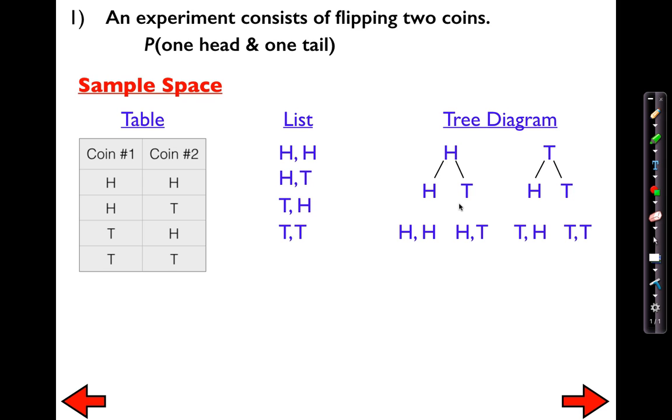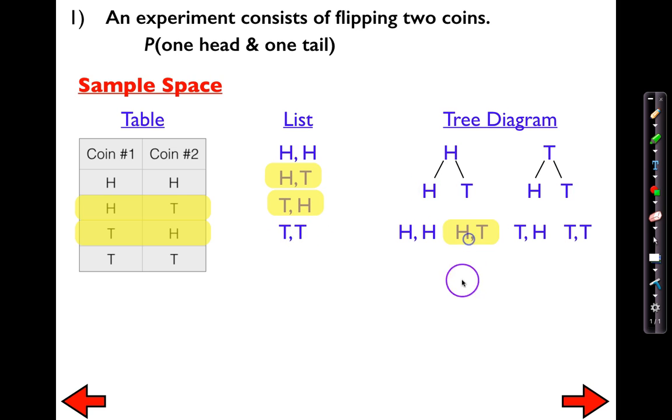Now back to the question. It did ask, what's the probability of getting one head and one tail? So out of the four different outcomes, I'm noticing that one's one head and one tail. This one's one head and one tail. So I notice there's 2 out of 4. Okay, well now let's take a look at the list. That one's one head and one tail. That one's one head and one tail. It's 2 out of 4.